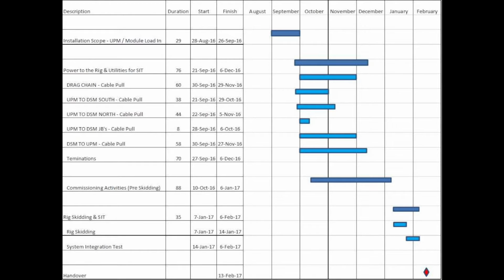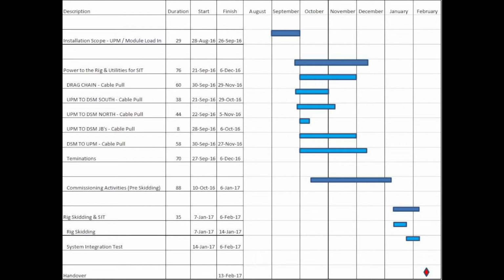The first month of the campaign, the installation scope, we didn't see opportunity, but where we did see opportunity was in the cable pulling campaign in these 5 distinct areas. The schedule basis was applied to look at individual subsystems and not a bulk cable pulling campaign, which was how we focused to see where the opportunities would lie.